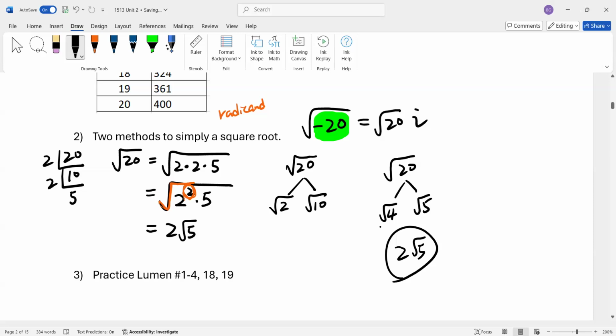Or you can do this: square root of 2, and square root of 2 is already simplified. And square root of 10, you can continue. 10 is 2 times 5, so root 2, root 5. And then you multiply, you bring this down, square root of 2. So you have square root of 2 times square root of 2 times square root of 5. And those two multiplied together is 2, so 2 root 5.